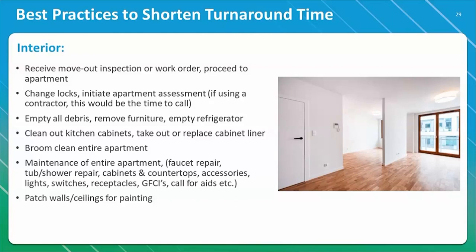And then clean out, of course, all the kitchen cabinets, take out or replace cabinet liner. We don't want to leave that in there. Broom and clean the entire apartment. Maintenance of the entire apartment includes faucet repair, tub and shower. You'd be surprised, if you're not looking at the utility bills and the utility consumption, how much a drip in the faucet can cost you. So you want to make sure that it's always included somewhere, but especially upon move-outs, and cabinets and countertops.